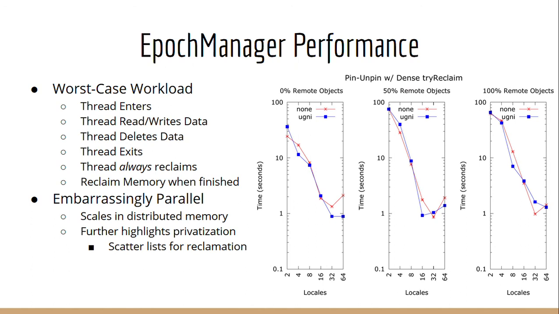In the case where the user does not want to take any chances and attempts to tryReclaim on every iteration, there is still scalability, as shown in the figure. This further highlights the benefit of scatter lists for reclamation.